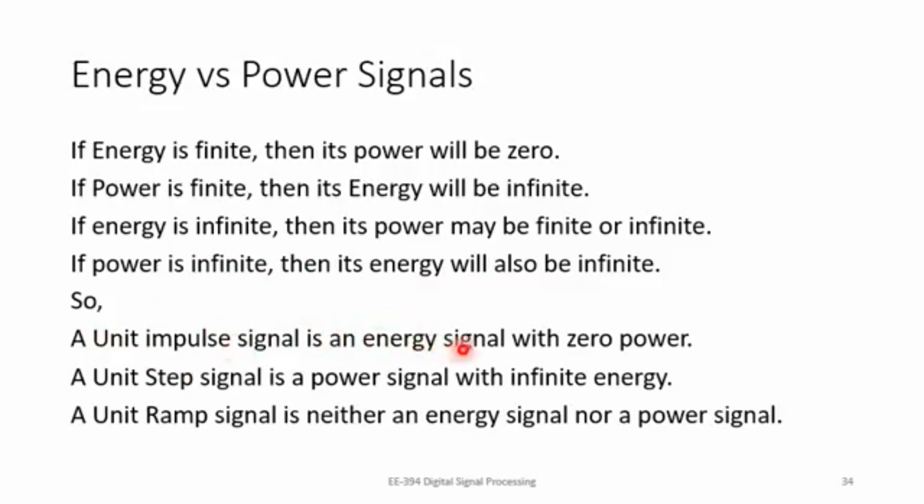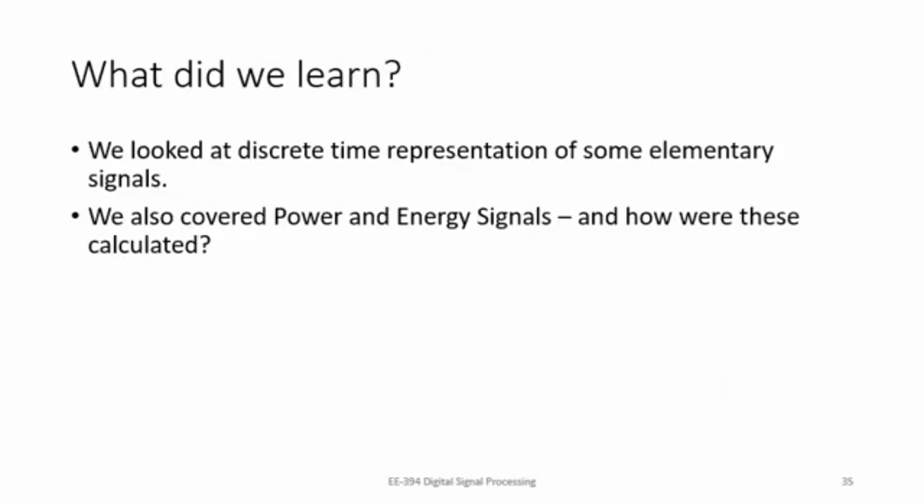So a unit impulse signal is an energy signal with 0 power. A unit step signal is a power signal with infinite energy, and a unit ramp signal is neither an energy nor a power signal. So today we have reviewed the discrete time representation of some elementary signals, and we have also covered power and energy signals.